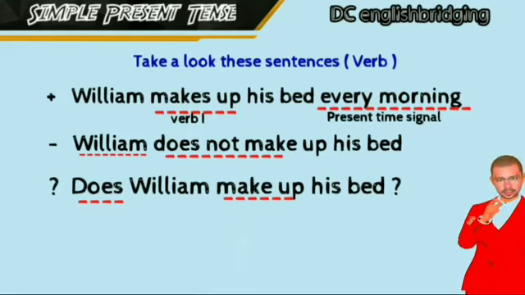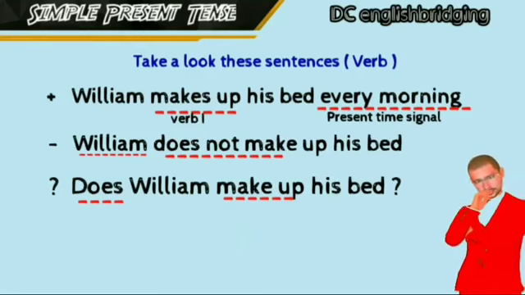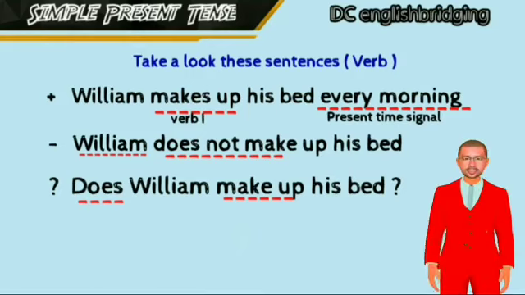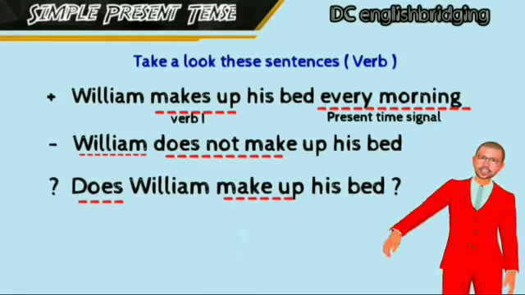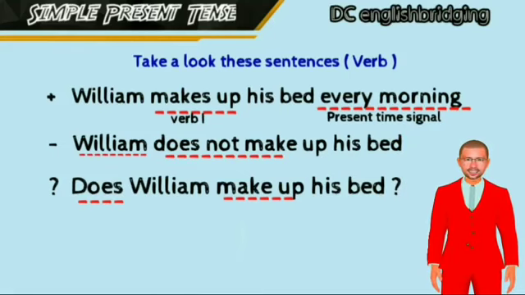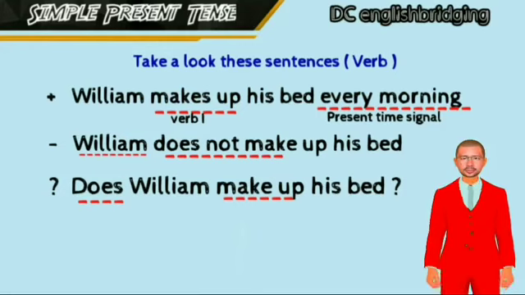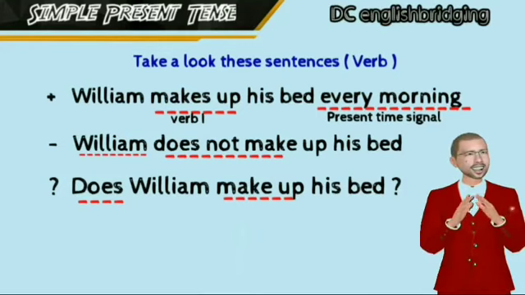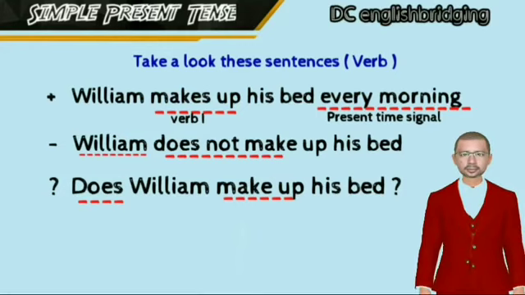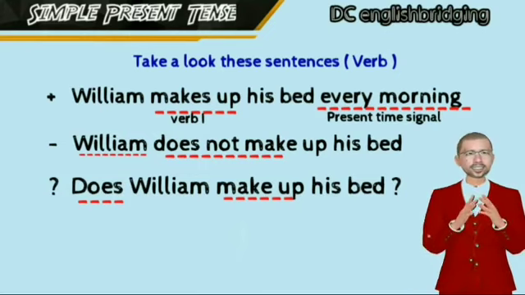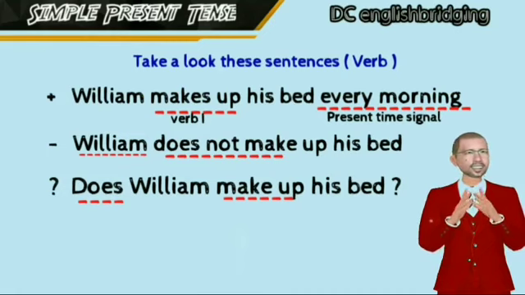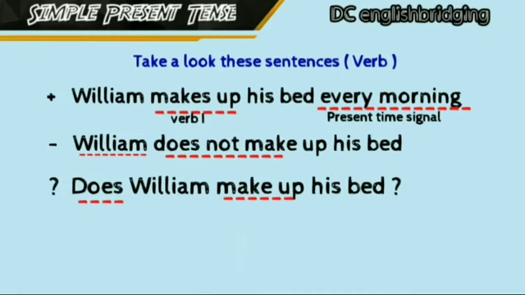In the positive sentence, William, ya, dalam kalimat positif, William makes up his bed every morning. Kita lihat ada present time signal ya, every morning. Jadi kita harus menggunakan verb one, wajib menggunakan verb one. Pakai S itu karena Williamnya orang ketiga tunggal. Negatifnya, William doesn't make up his bed. Kita menggunakan doesn't untuk kata kerja ya, bukan is not atau was not. Karena ini kata kerja. Dan mengapa does? Karena William orang ketiga tunggal. Kemudian kita majukan does-nya ke depan menjadi kalimat tanya. Does William make up his bed? So, it is very easy actually.